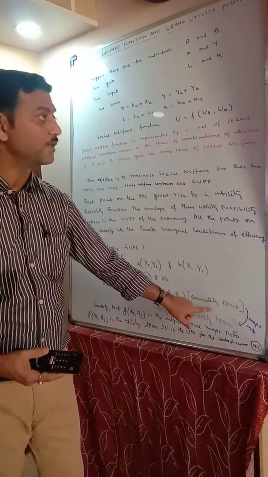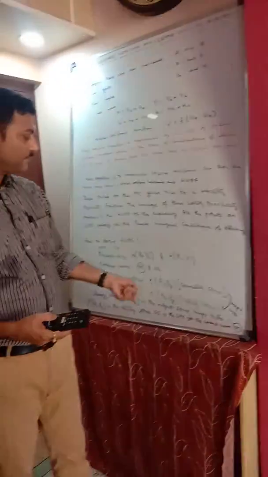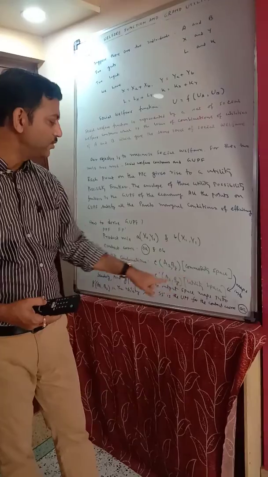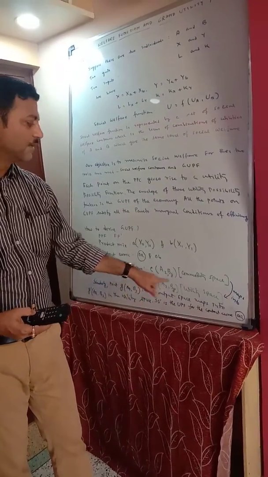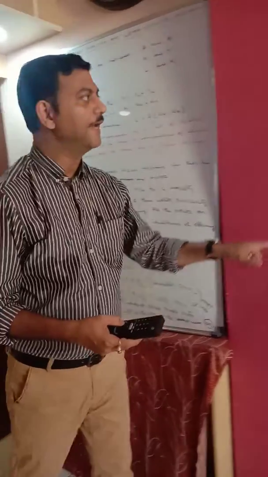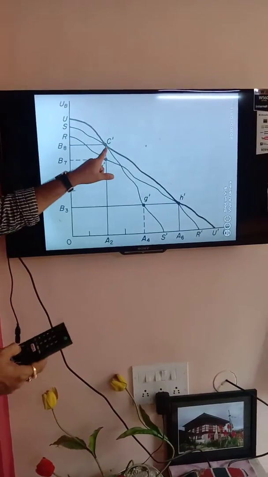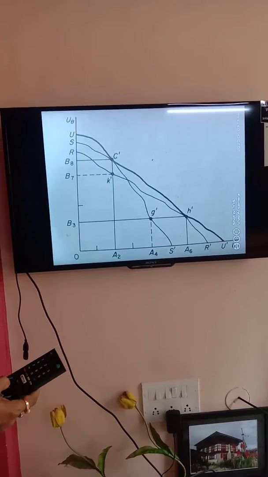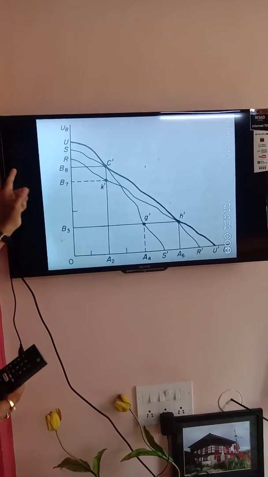This is corresponding to the commodity space. Okay, now this commodity space, that is this point, can be mapped into C dash in the utility space that I have shown here, that is C prime. C prime is corresponding to point C in the output space.